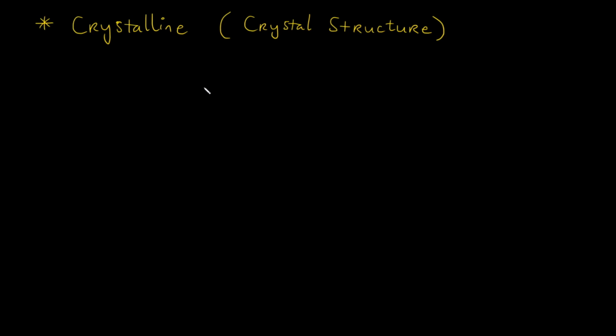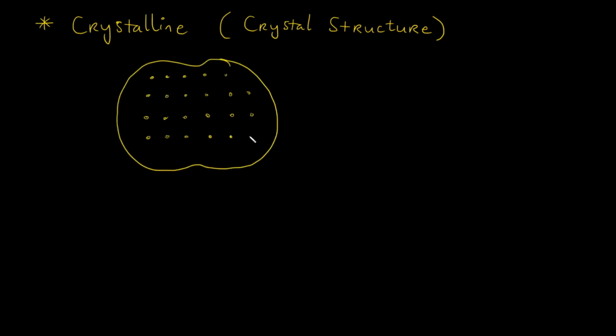So in this video, we're going to talk about the crystalline, or the crystal structure. Let's imagine we have a cross section of some random crystalline material. You can say that this is the two-dimensional representation of a crystalline material. And we know that a crystalline is a structure created based on the arrangement of atoms in a particular pattern that is repeated in all directions.